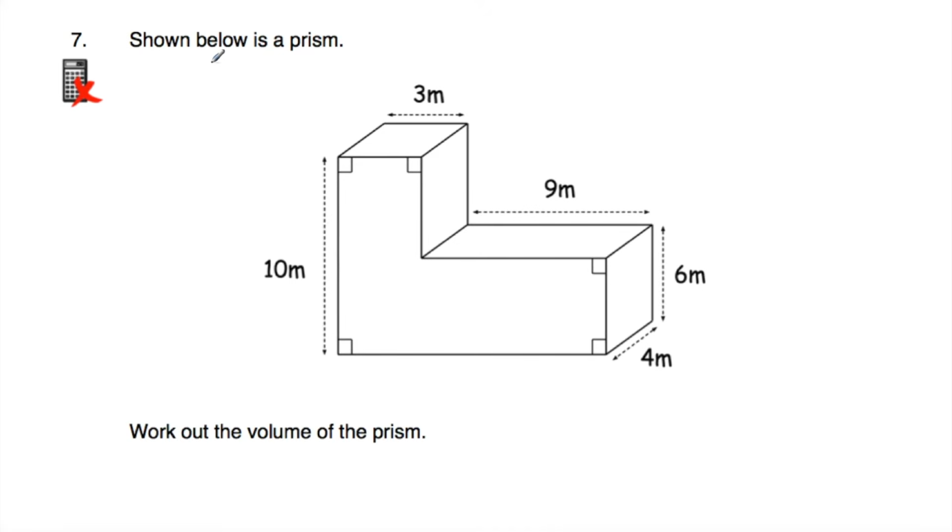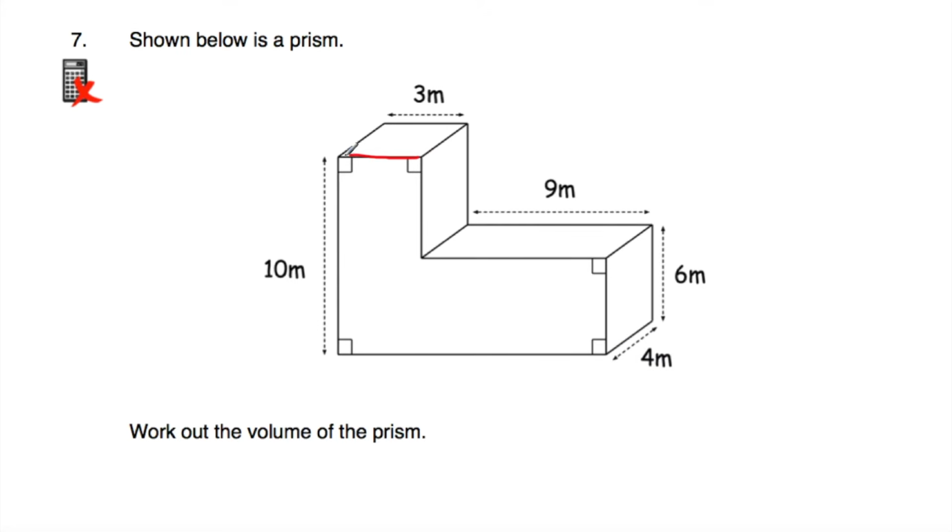So question number 7 says, shown below is a prism. So we've got this L-shaped prism, and we've been asked to work out the volume of the prism. So we want to find the area of the cross section, so this L shape, and then we'll times it by the length of the prism, which is 4 meters in this case.